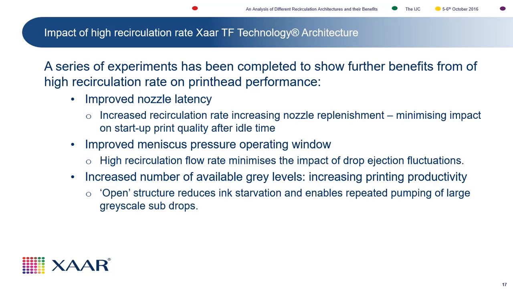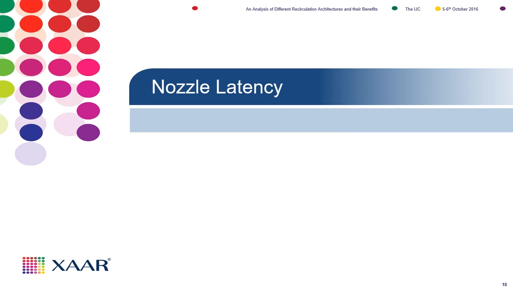So basically, the open structure means that you can get ink easier into the channel. Does that mean you have less problems with ink starvation, and you can repeatedly pump the channels and achieve higher productivity? So I'm going to address all of these issues today. So first of all, nozzle latency.